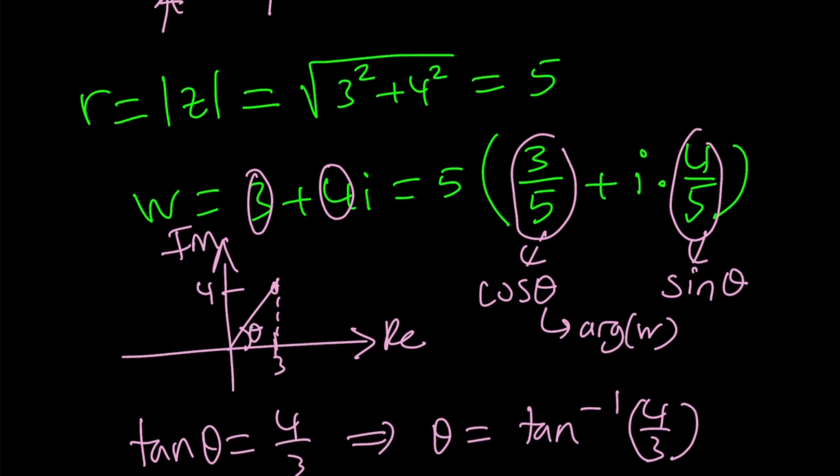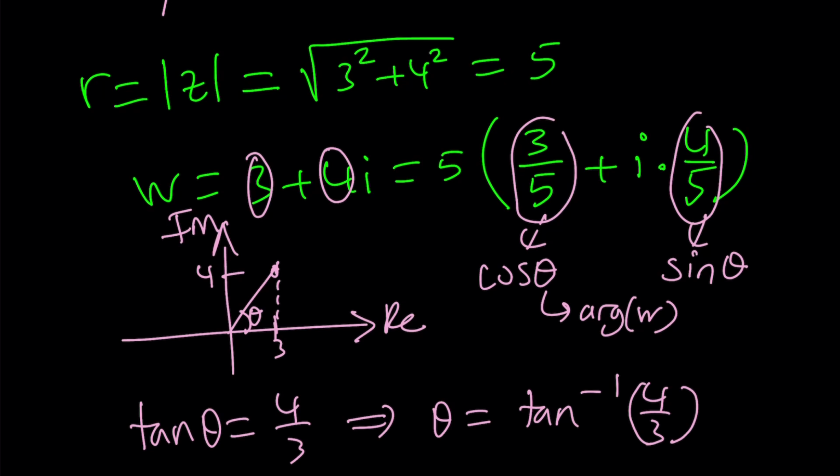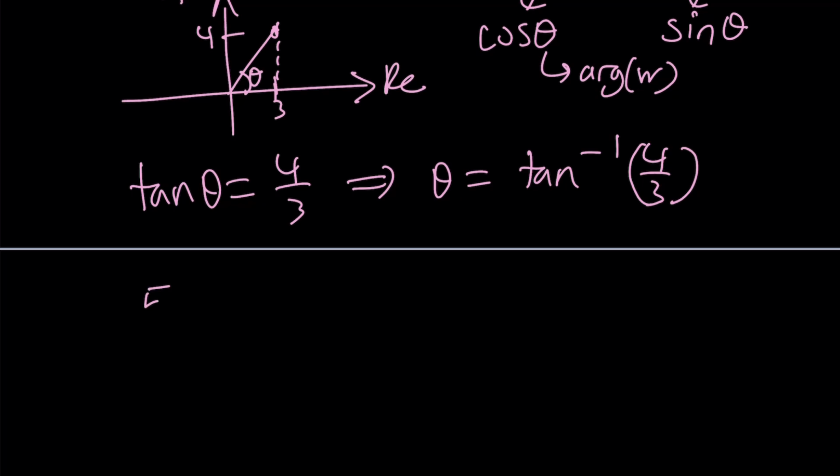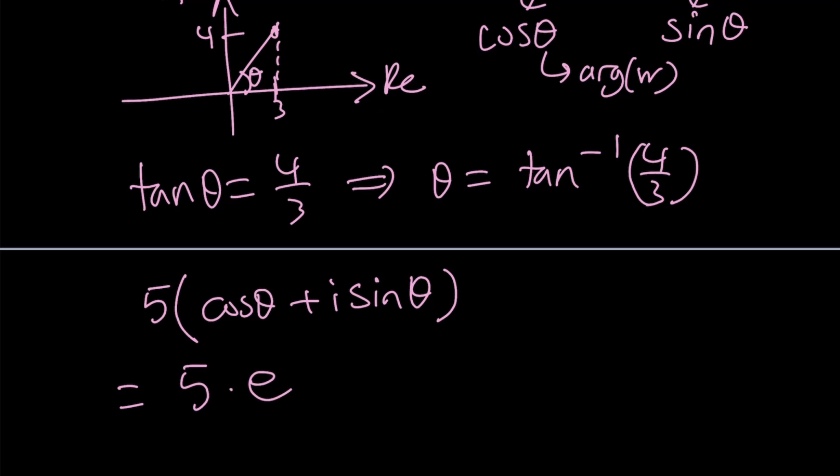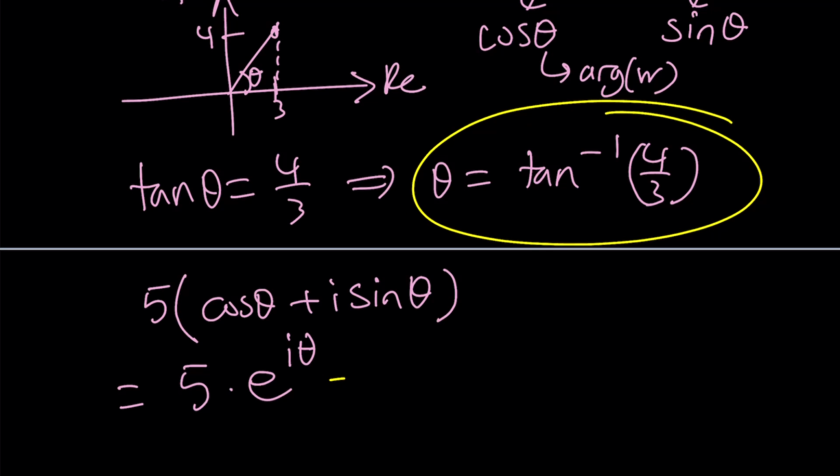Now, where do we go from here? I got the modulus. I need the theta. But I just said cosine theta is this, and so on and so forth. So here's what we're going to do. We can basically write this as follows: 5 times cosine theta plus i sine theta. So don't worry about these values for now, but Euler's formula allows us to write it as 5 times e to the power i theta. And what is theta? Tan inverse of 4/3. Let's go down and plug it in.